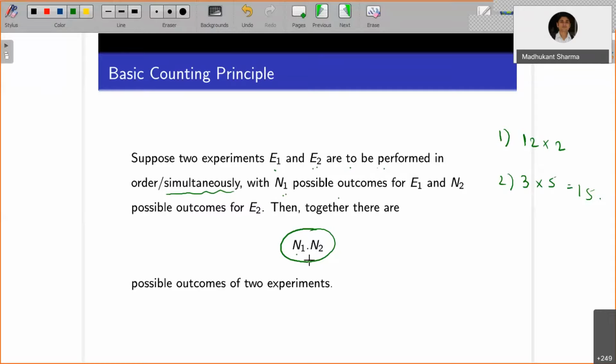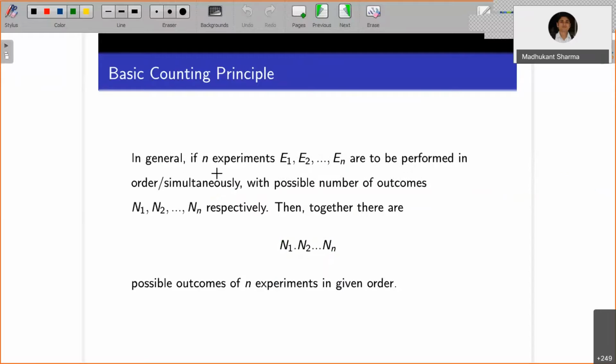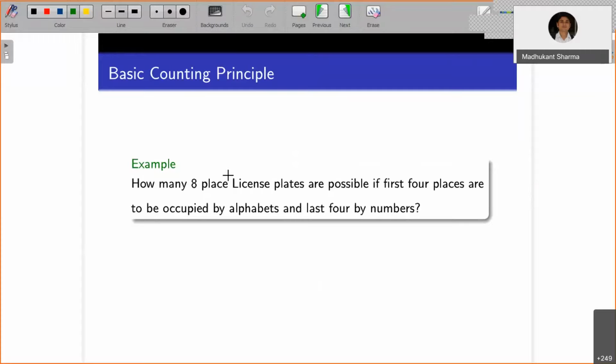So together, the product of their possible outcomes will give you the possible outcomes of all those n experiments. So this is what is there. If n experiments E1, E2, ..., En are to be performed in order or simultaneously with possible numbers of outcomes N1, N2, ..., Nn respectively, then together there are N1 · N2 · ... · Nn possible outcomes. The dot here is a product. N1 into N2 into and so on, Nn are the possible outcomes of n experiments in the given order. We have done 2 examples for this. Now let's look at this question.